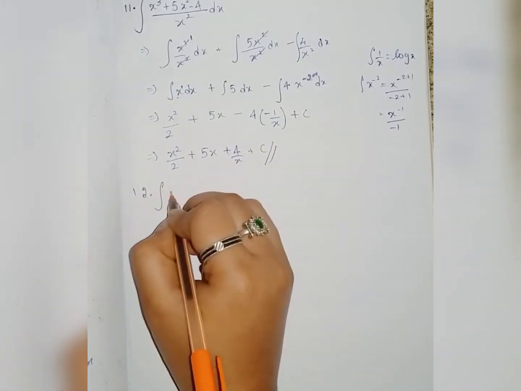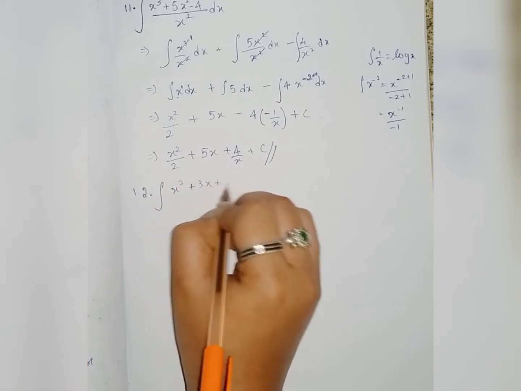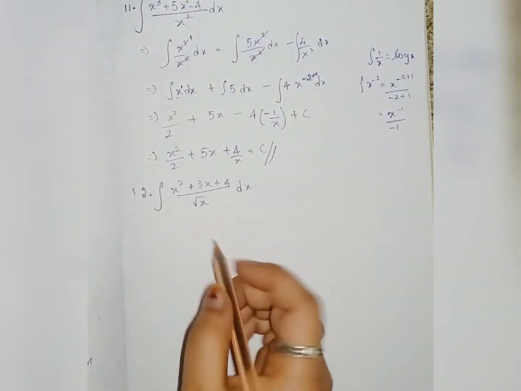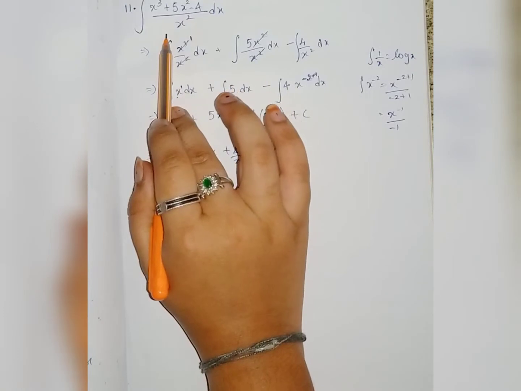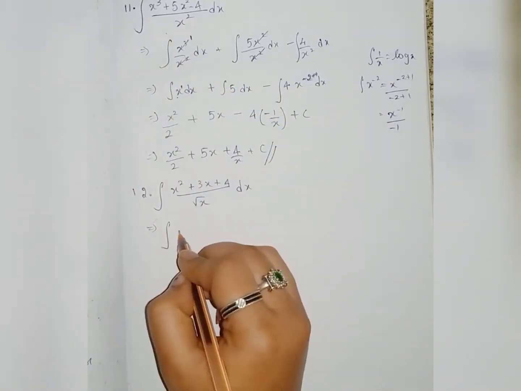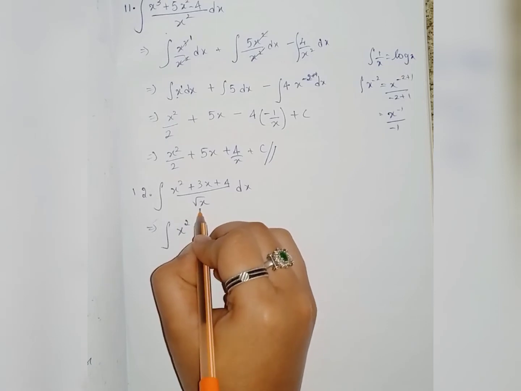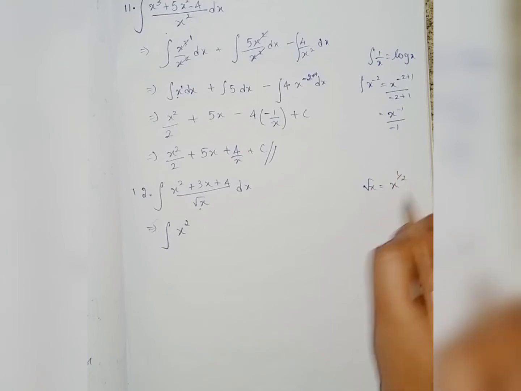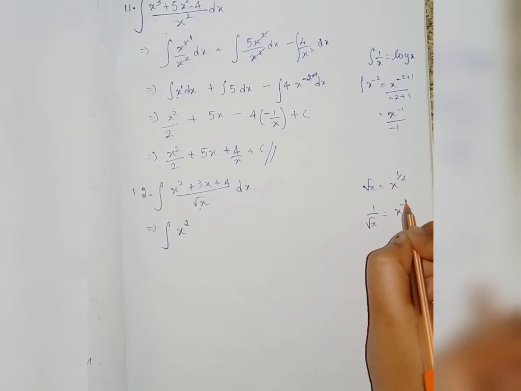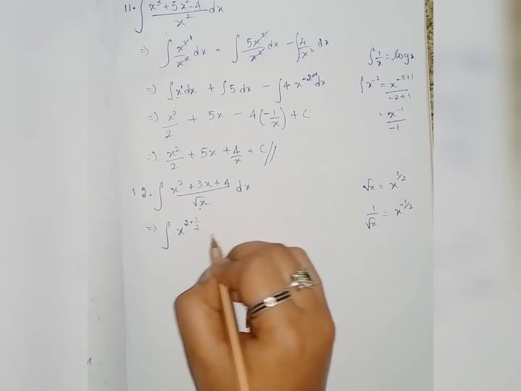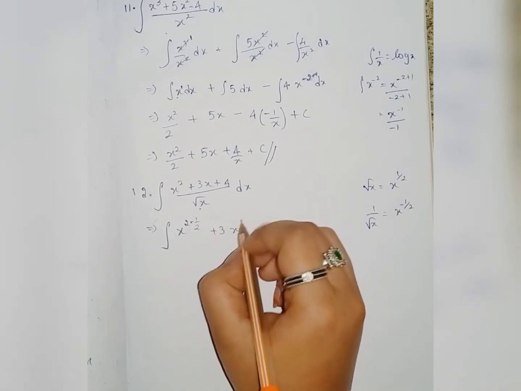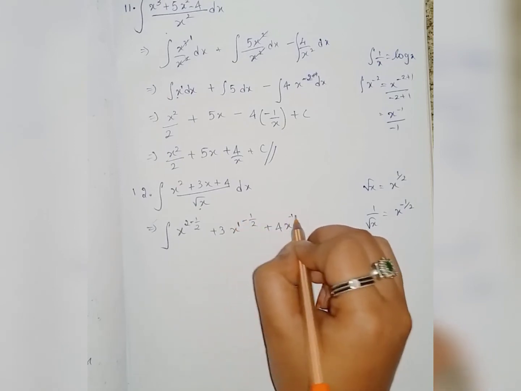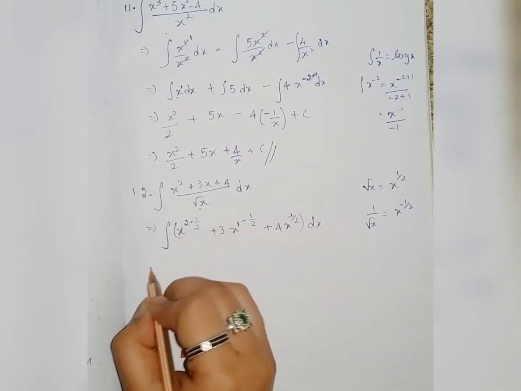Now this 12th question, (x square plus 3x plus 4) by root x dx. The same we are going to use here. What we did: dividing each term by the denominator. Same, divide each term by the denominator. Root x can be written as x to the power half, so 1 by root x can be written as x to the power minus half. So x square into x to the power minus 1 by 2 plus 3x power 1 minus 1 by 2 plus 4 into x to the power minus half dx.